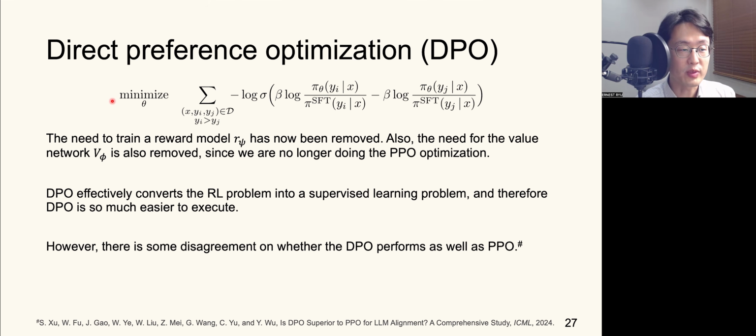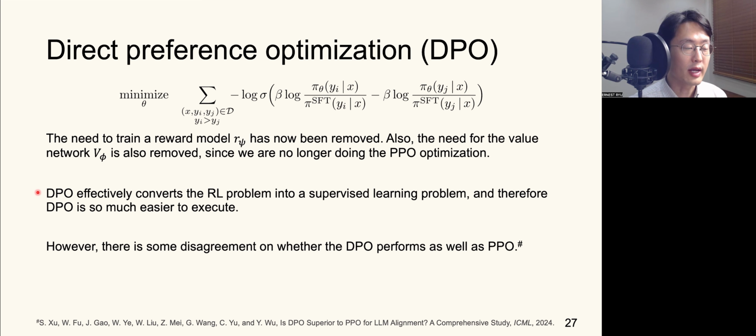So DPO performs by, again, collecting the human annotation data and then performing this minimization problem. And this is much, much more convenient because, well, first of all, we don't have to train an explicit reward model. So that's one less neural network that we need to train. But also, because we're not doing PPO optimization anymore, we don't have to train the value network as well. So for PPO, we had to train the reward model, the value network, and then the language model policy pi theta. But for DPO, we only need to train the language model pi theta.